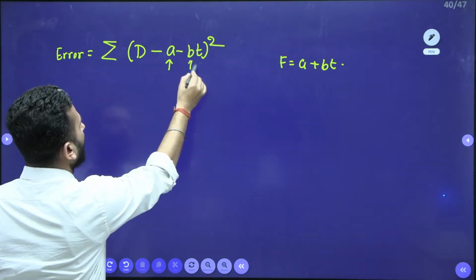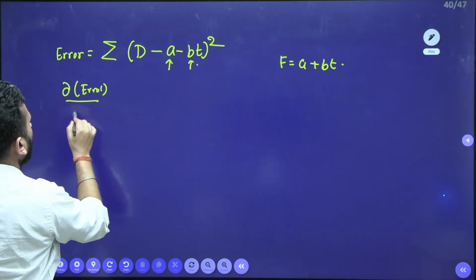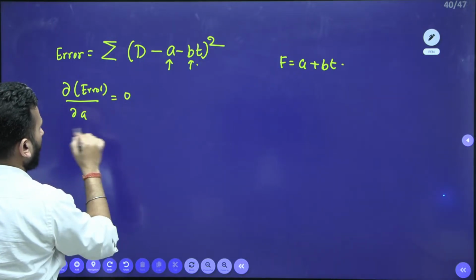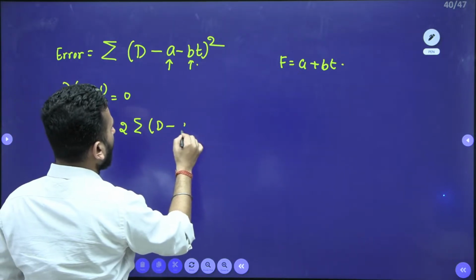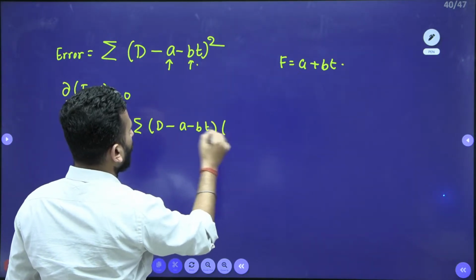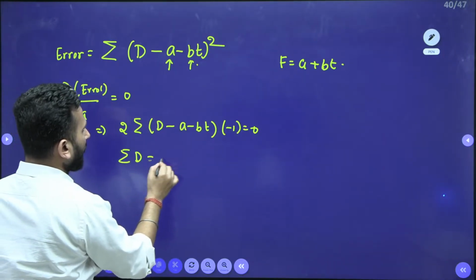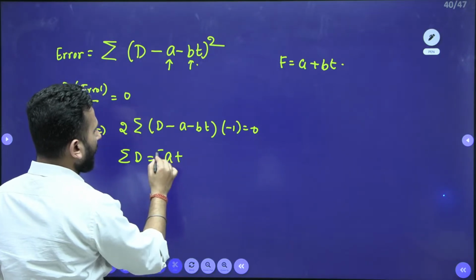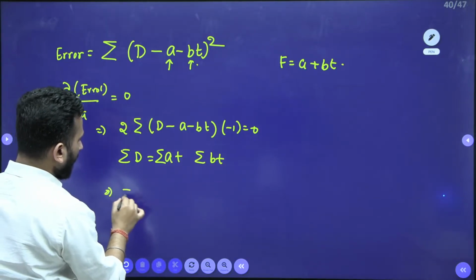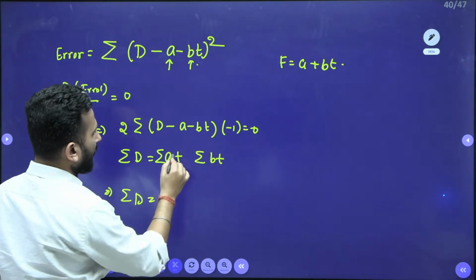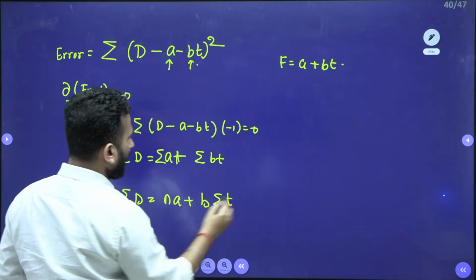A and b. So if you differentiate this error function with respect to a and put it equal to 0, you will get one expression: 2 summation of (D minus a minus bt) into the partial derivative minus 1 equal to 0. The minus goes away and you get summation D is equal to summation a plus summation bt. So summation D is equal to na plus b summation t.